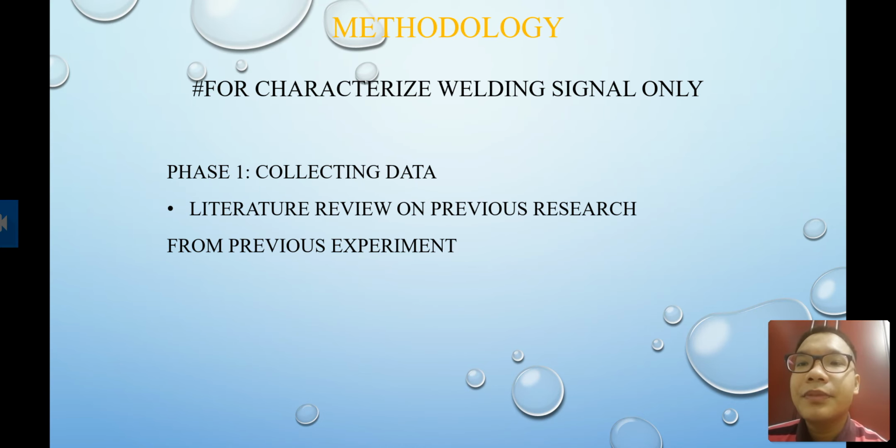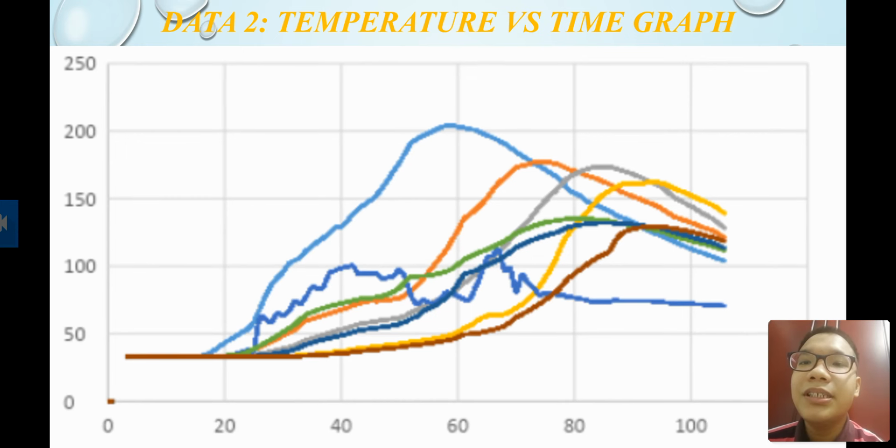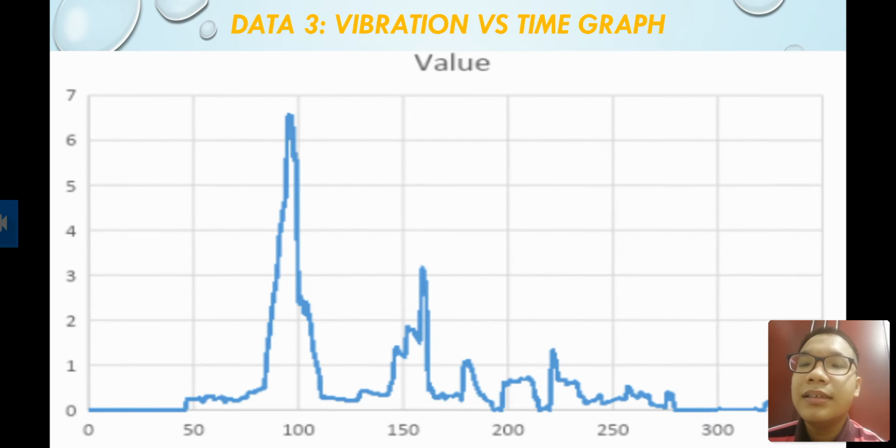Methodology. This methodology is only for characterizing the welding signal. Phase 1, creating data. Literature review on previous research from previous experiments. This is the data that I got from the previous researcher. Data 1, current versus time graph. Data 2, temperature versus time graph. Data 3, vibration versus time graph.